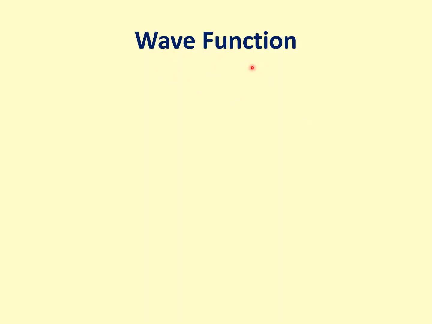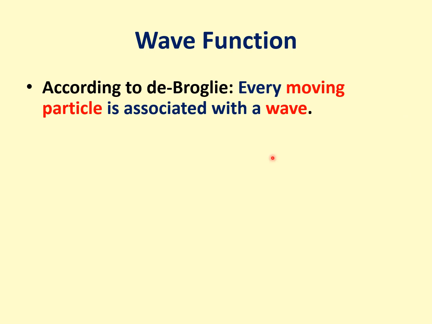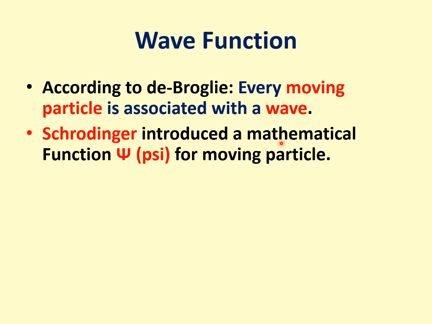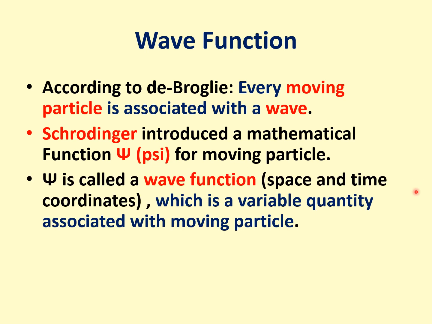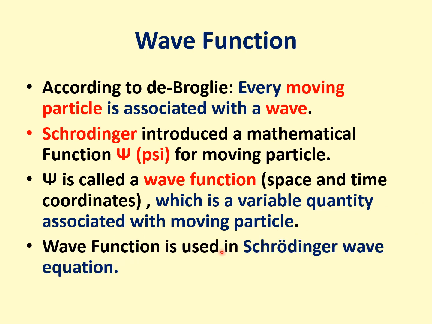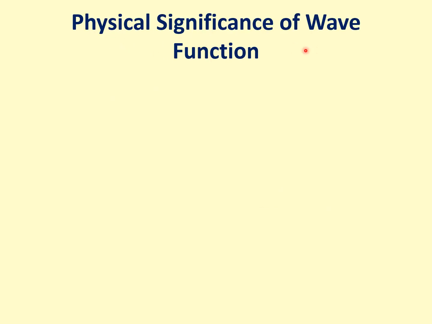Now we will see what is the wave function for matter waves. As we have seen, according to de Broglie, every moving particle should be associated with a wave, and Schrodinger introduced a mathematical function psi for the moving particle, which is known as the wave function, and it is a function of space and time coordinates x, y, z, and t, and it is a variable quantity associated with the moving particle, and the wave function is used in the Schrodinger wave equation. What is the physical significance of the wave function?